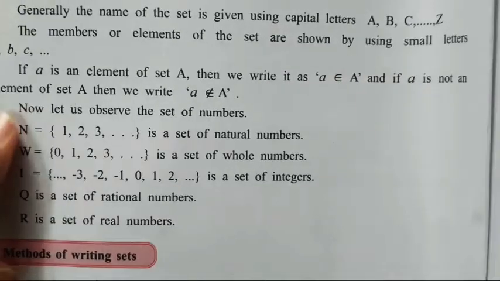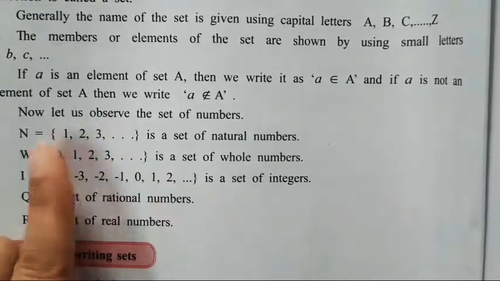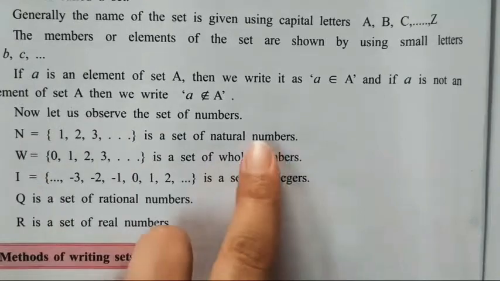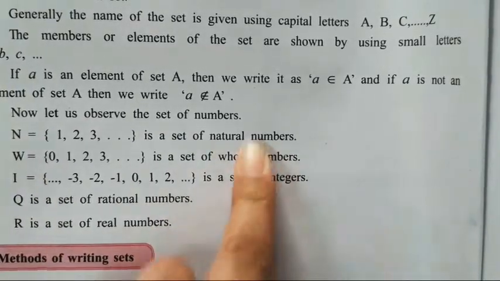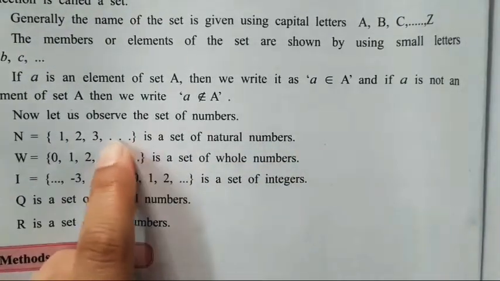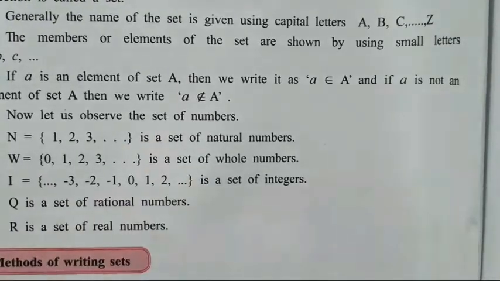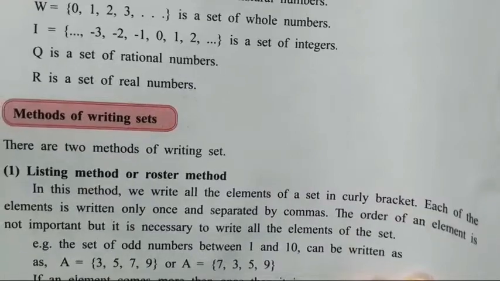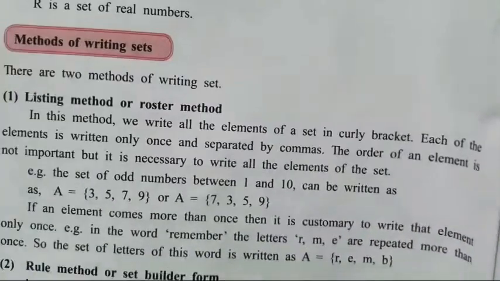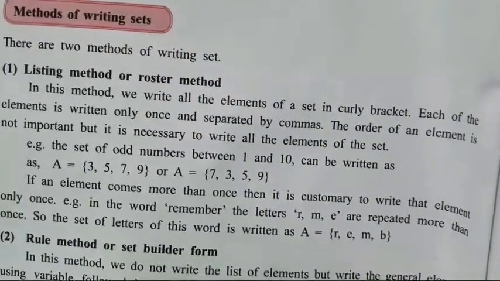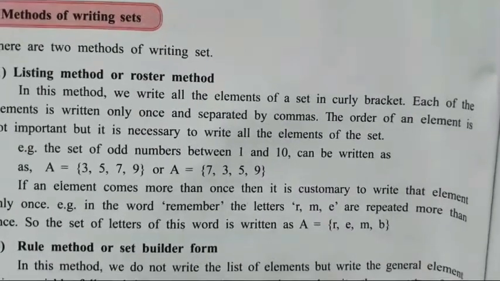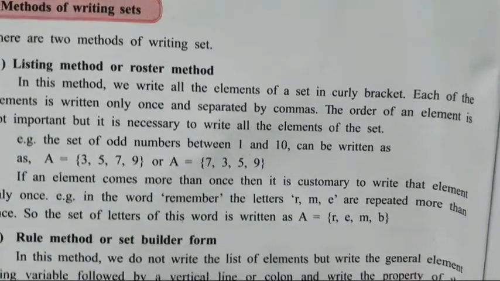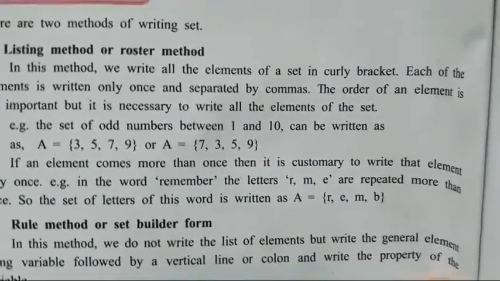So I hope everyone has got what elements are. What are variables? Variables you all can denote according to the question asked, and dot dots you all have to show so that the numbers are in an increasing pattern. Now, what are the methods of writing sets? There are two basic methods that you all have to learn: the listing method or roster method, and rule method or set builder form.